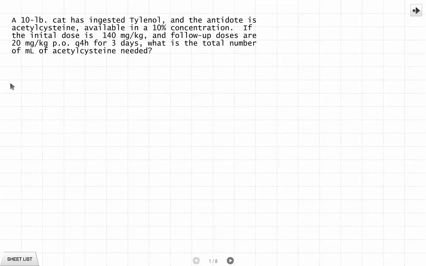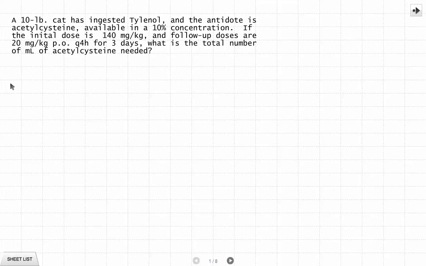Okay, so this is more of a word problem, but it's still a dosage calculation problem. We have the following. A 10-pound cat has ingested Tylenol, and the antidote is acetylcysteine, available in a 10% concentration. If the initial dose is 140 milligrams per kilogram, and follow-up doses are 20 milligrams per kilogram, PO, which is of course by mouth, Q4H, which is every 4 hours for 3 days, what is the total number of milliliters of acetylcysteine needed? Say that 10 times fast.